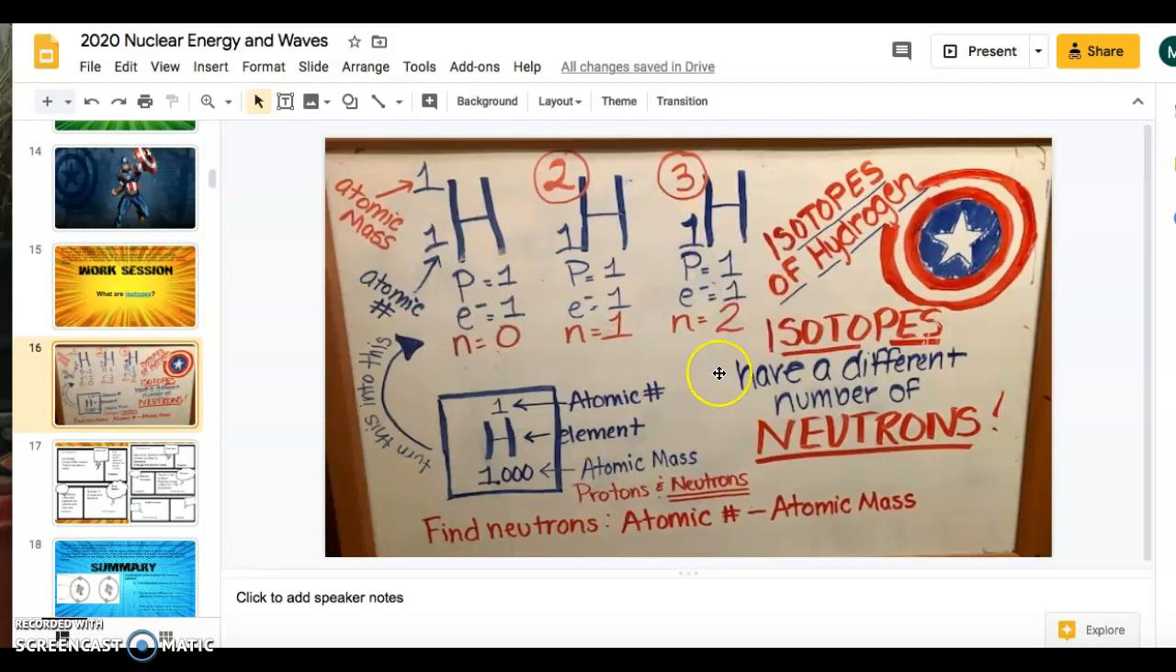The same thing applies here. This is another isotope of hydrogen. This time, we have an atomic mass of 3. So when we subtract, now we have 2 neutrons, okay? You can see that as the isotopes change, so do the number of neutrons. Protons and electrons stay the same. And it's really important for protons here because protons are what identify our element.